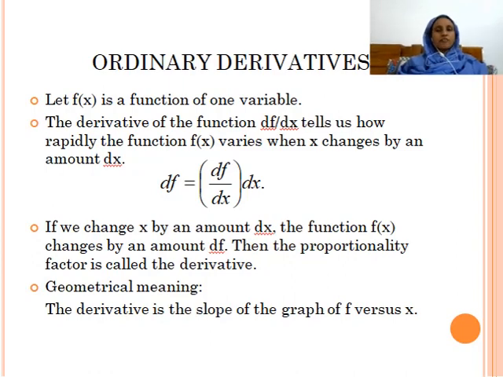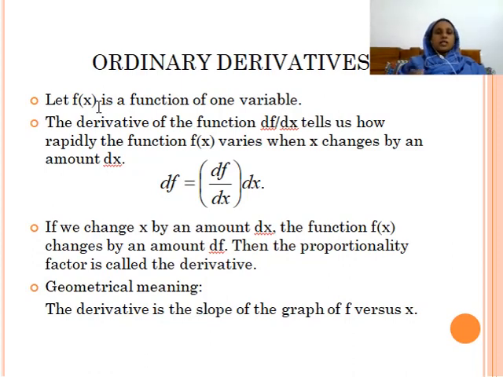So, consider a function of one variable. Let it be f. Okay. So, here this f of x is a function of a single variable x. Now, we can find out its derivative df by dx. So what is its meaning? Df by dx, or derivative? It tells us how rapidly the function varies with x.